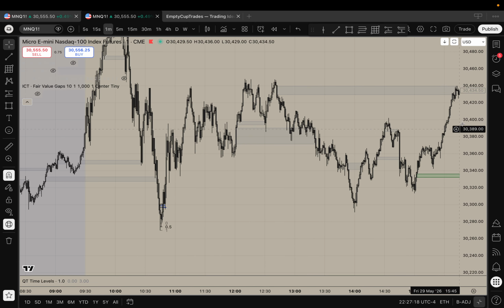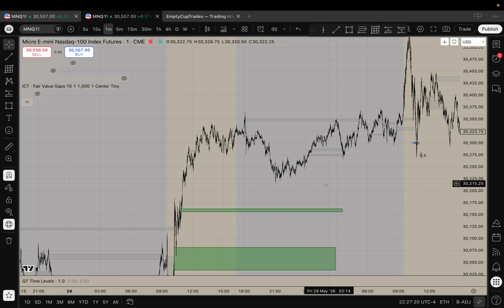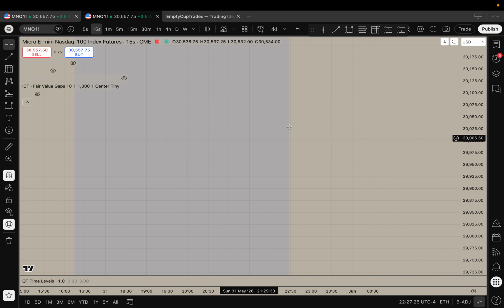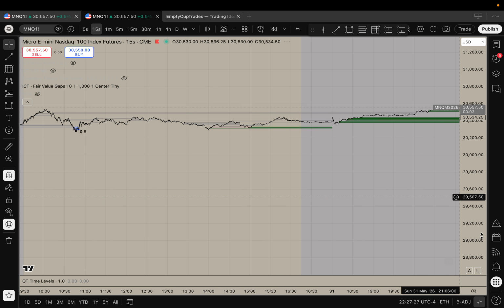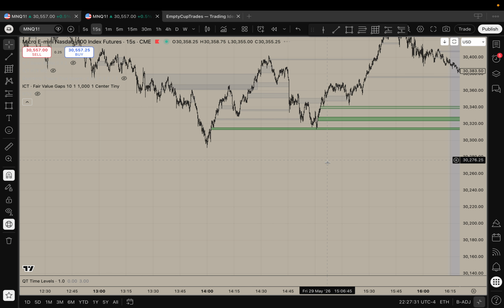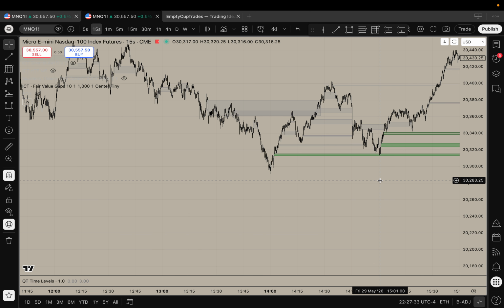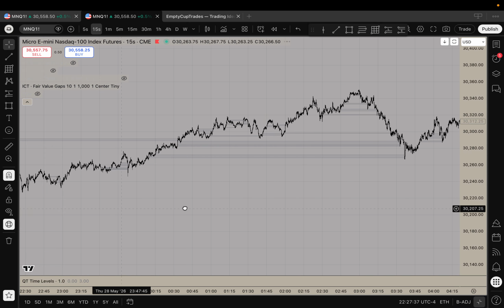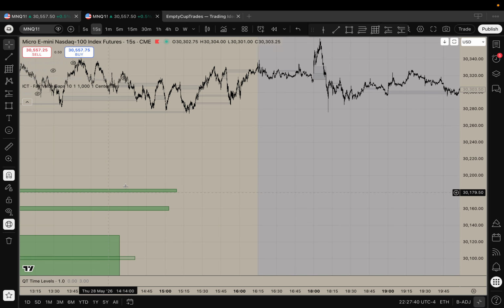But yeah, no, I thought that was really cool, and I figured I'd share that with you guys. It gets pretty accurate. I use the 15-second. That's just what I use. But I want to show you guys something cool. This retrace right here went perfectly into a fair value gap. And then there was this retrace on Thursday, which was kind of cool.